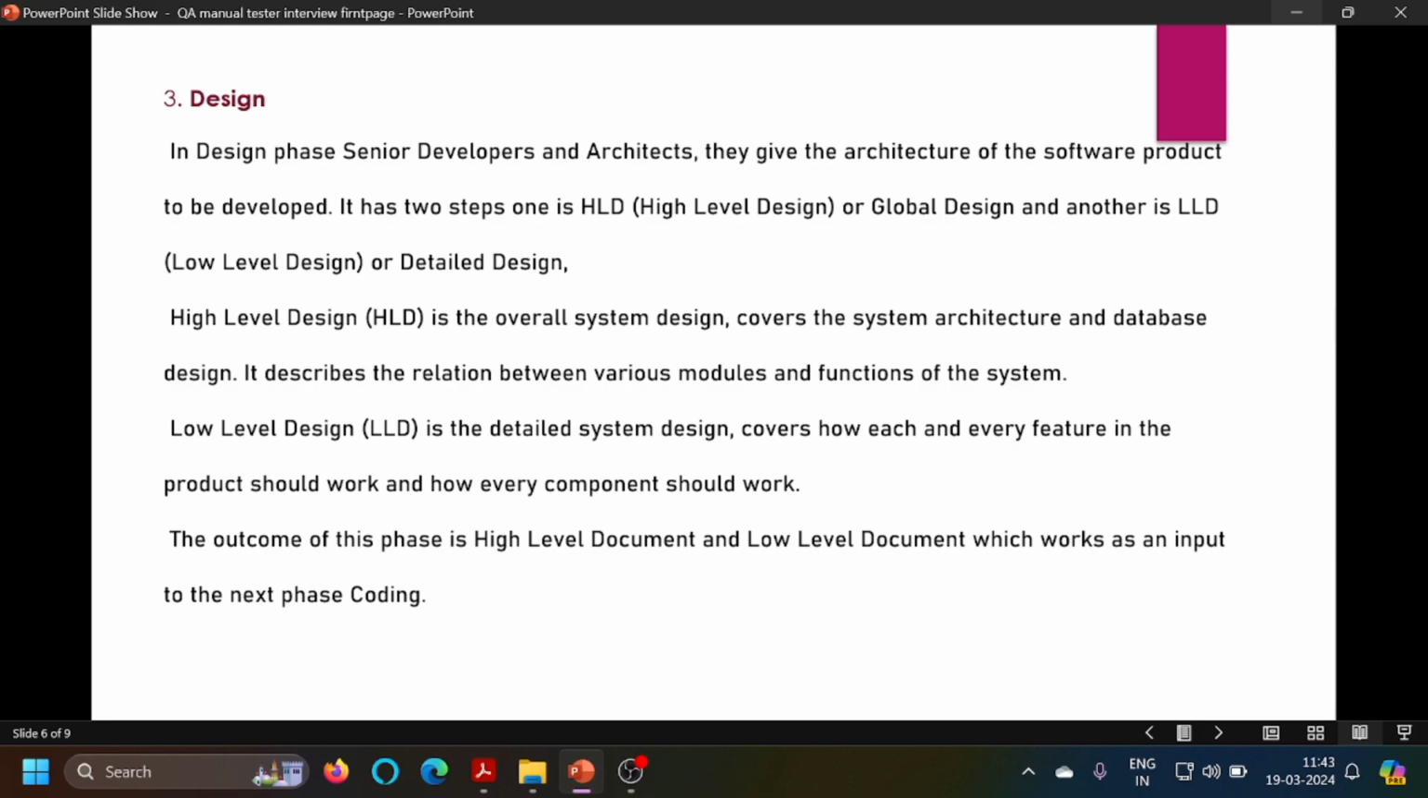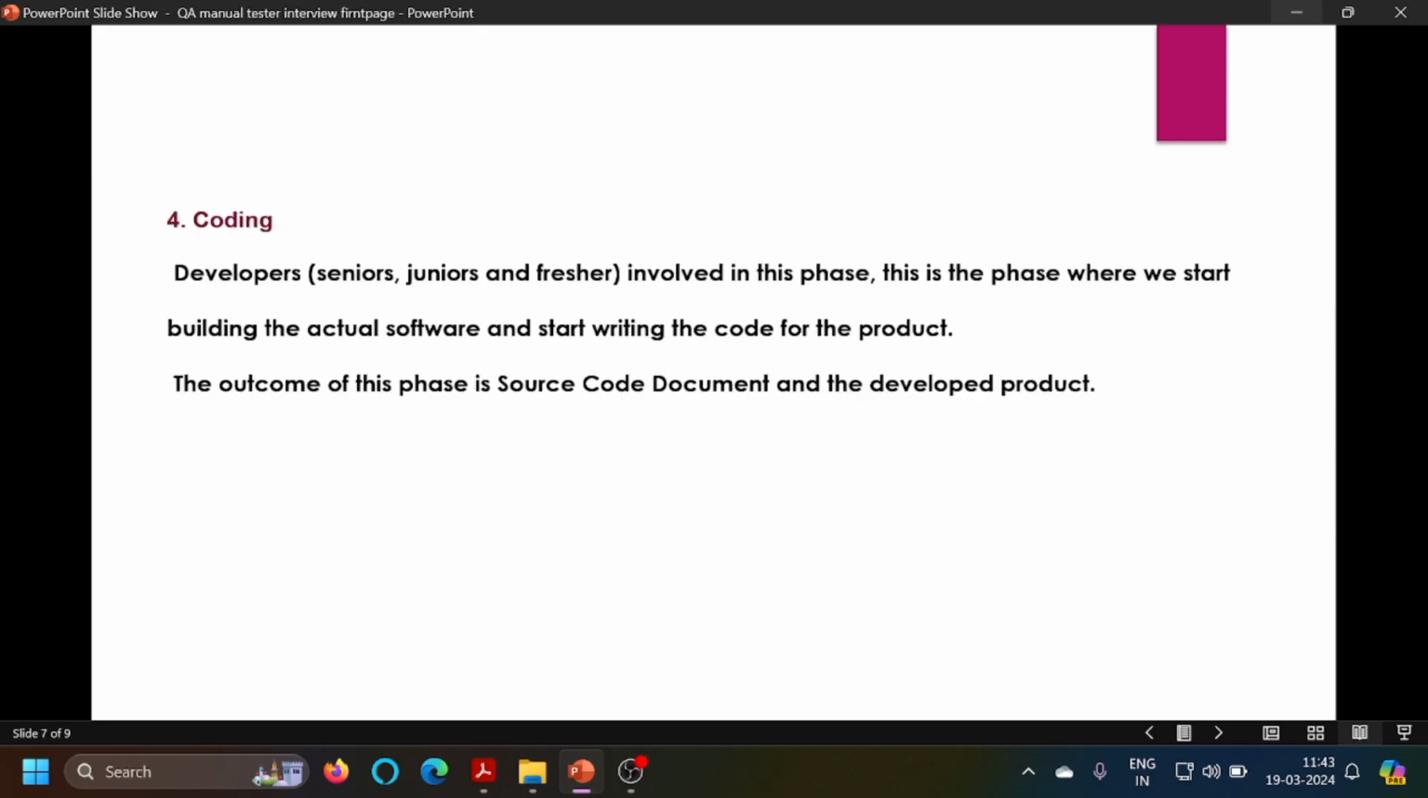Low level design is a detailed level system design, covering each and everything of how the features of the product should work, how every component should work. Okay, the outcome of this phase is basically high level document and low level document, which work as an input to the next phase of coding.